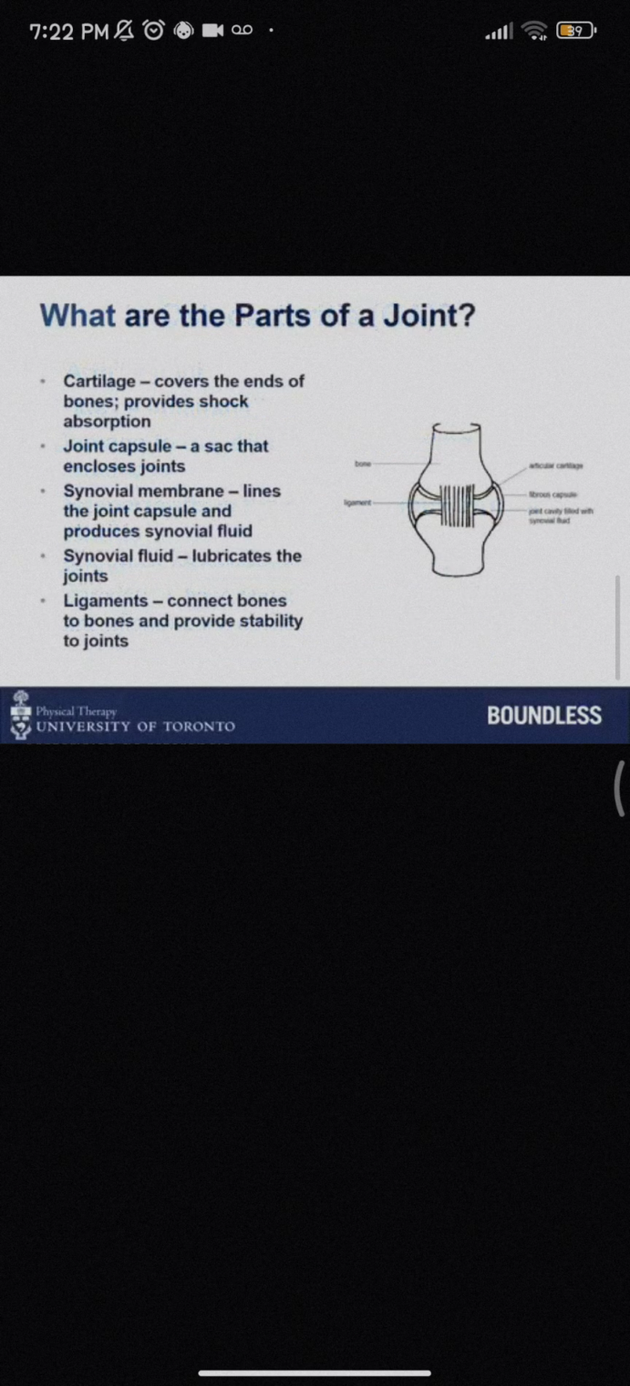In order to understand osteoarthritis, it is important to have a basic understanding of the components of a joint. Cartilage covers the ends of bones. Its main purpose is to provide shock absorption. The joint capsule is a fibrous sac that encloses the joint. The synovial membrane is a tissue that lines the joint capsule and produces synovial fluid. Synovial fluid is the lubricant for the joint. Ligaments are relatively strong tissues that connect bones to bones and provide stability to joints.